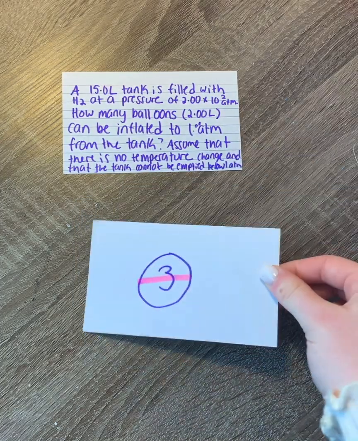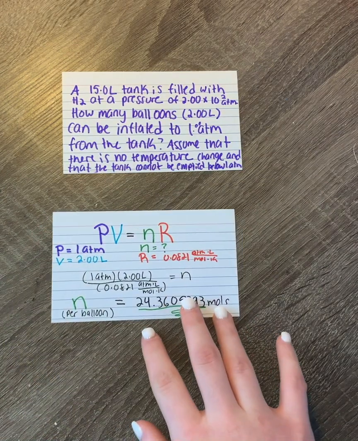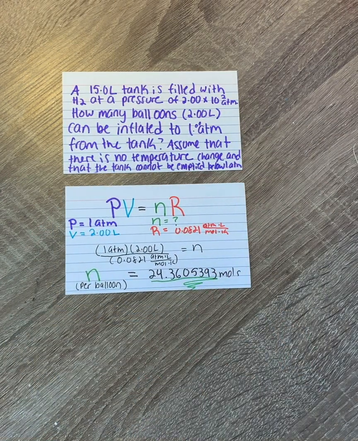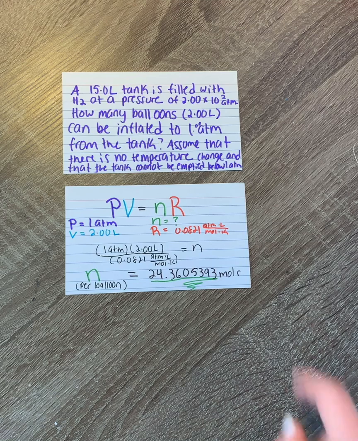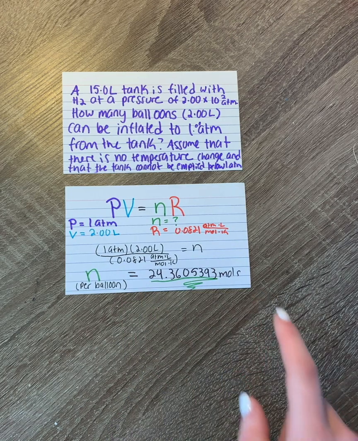After this, find how many moles each balloon needs to be 2 liters in volume and 1 atm in pressure. Using PV equals nR and ignoring T, plug in the values given, including the ideal gas constant, to solve for n. So each balloon would take 24.3605393 moles.